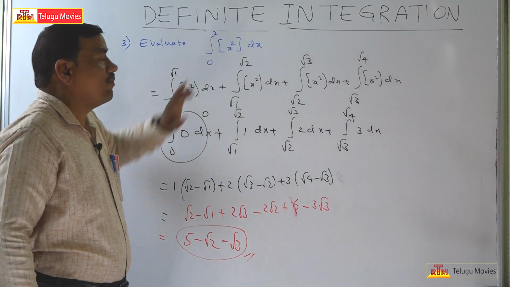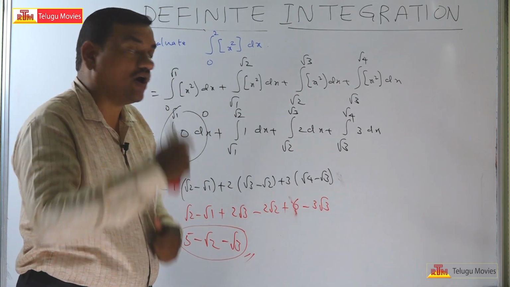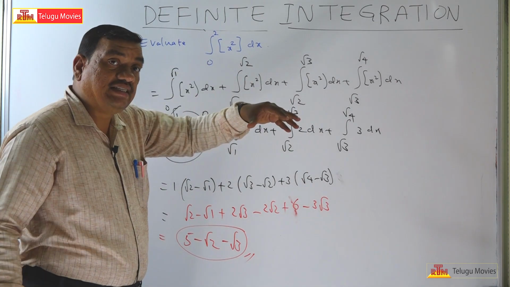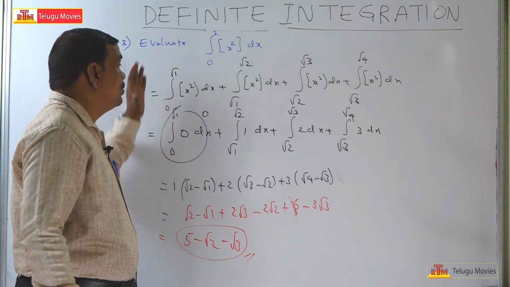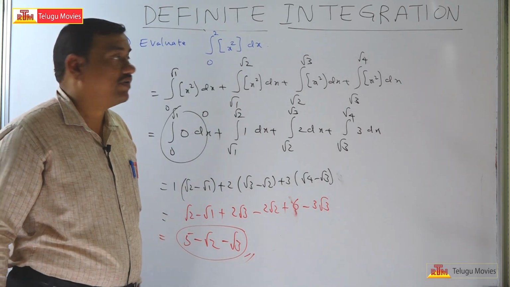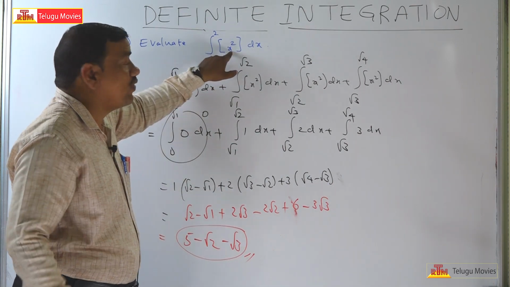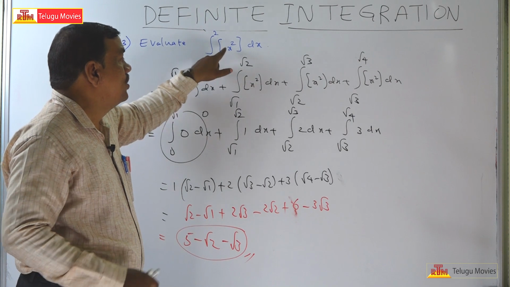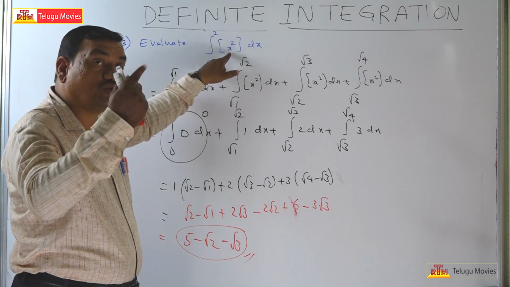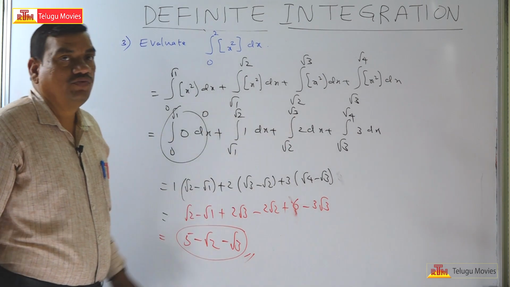In the previous problem, x was there, and we took 0 to 1, 1 to 2, 2 to 3. If it is root x, we took 0 to 1 squared, 1 squared to 2 squared, 2 squared to 3 squared, like that. If it is x squared, 0 to root 1, therefore the x will come outside. Root 2 whole squared, 2 will come, that means only x remains. Like that we did this problem.